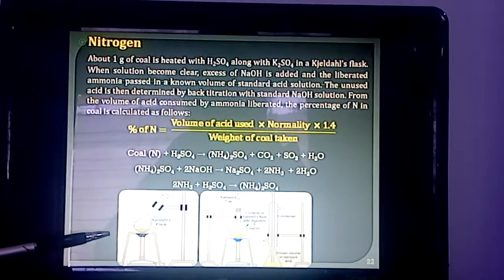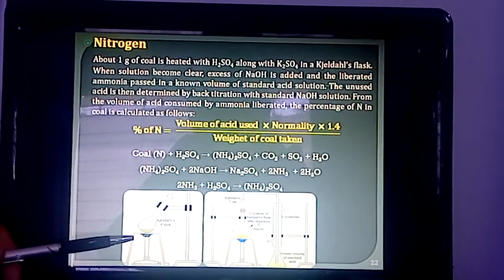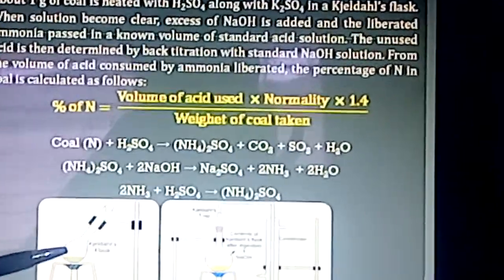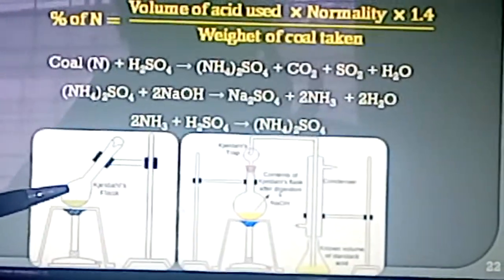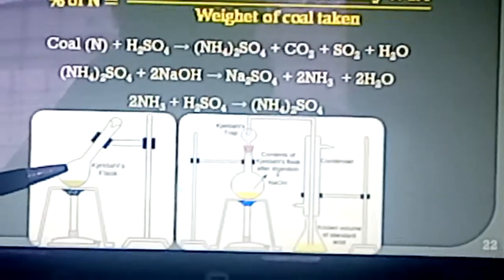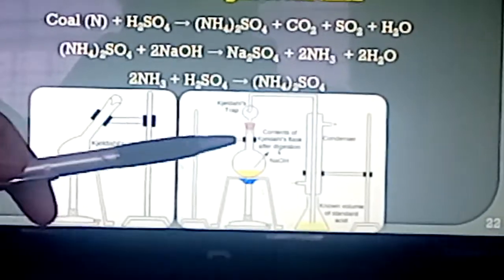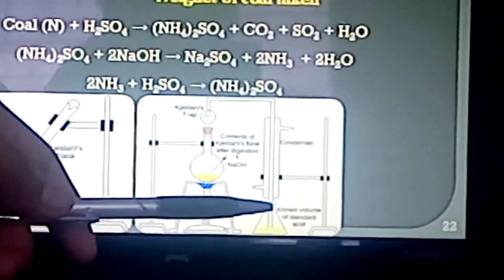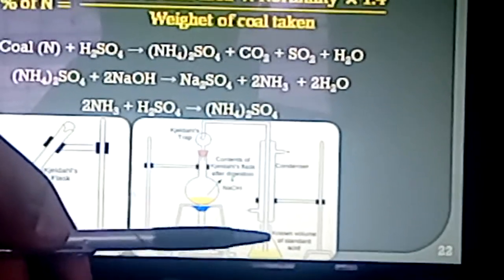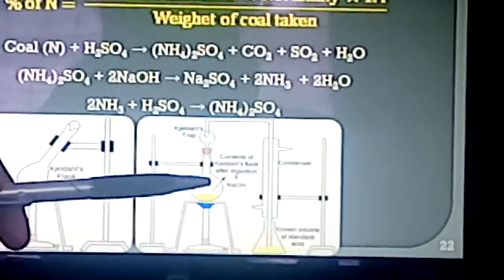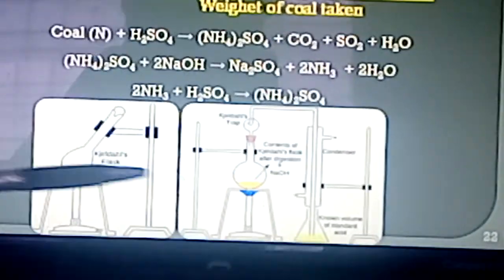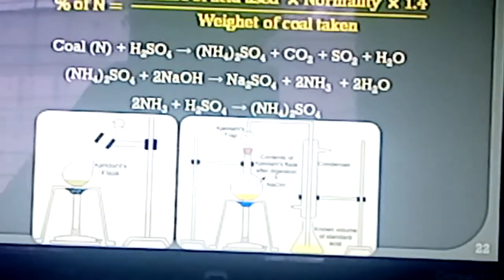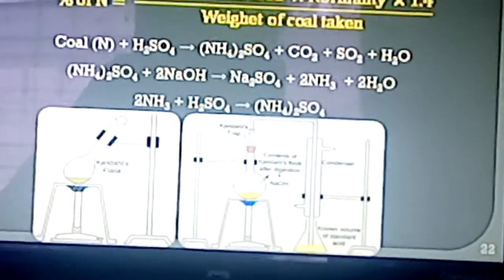So this is the experimental setup of the Kjeldahl's method. Number one is called your Kjeldahl's flask. In this Kjeldahl's flask, coal sample plus concentrated sulfuric acid plus potassium sulfate crystal is taken. Then in this second experimental setup, here is a standard acid solution, mostly sulfuric acid we can take, and the ammonia from this flask we can pass into this beaker. Now we will see the procedure.